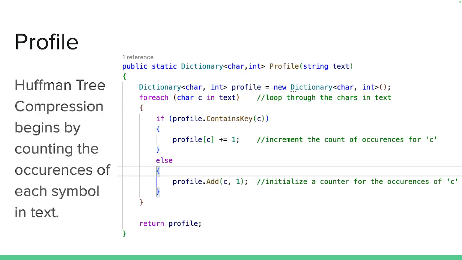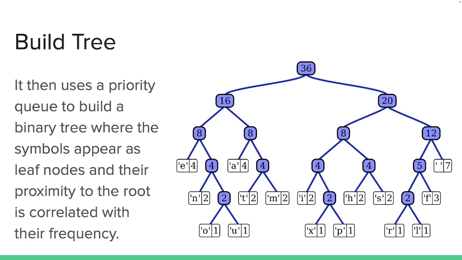To do that, we first need to profile the text. It's hard to know which codes to assign to what symbols if we don't know how often the symbols appear. So this is just an example, and I'll walk through the code more in a bit. But first, we just scan the text and see how often every symbol appears. Then we build what's called a Huffman tree.